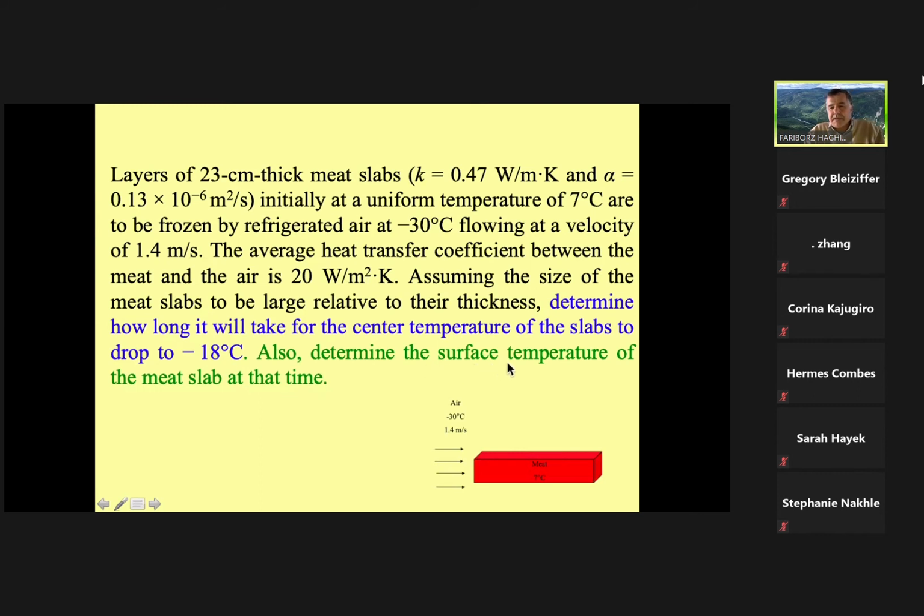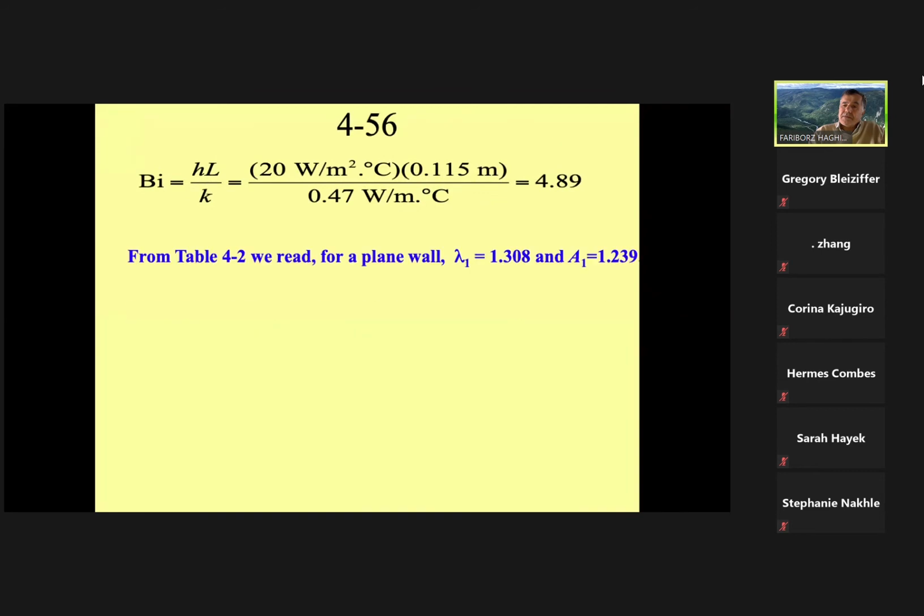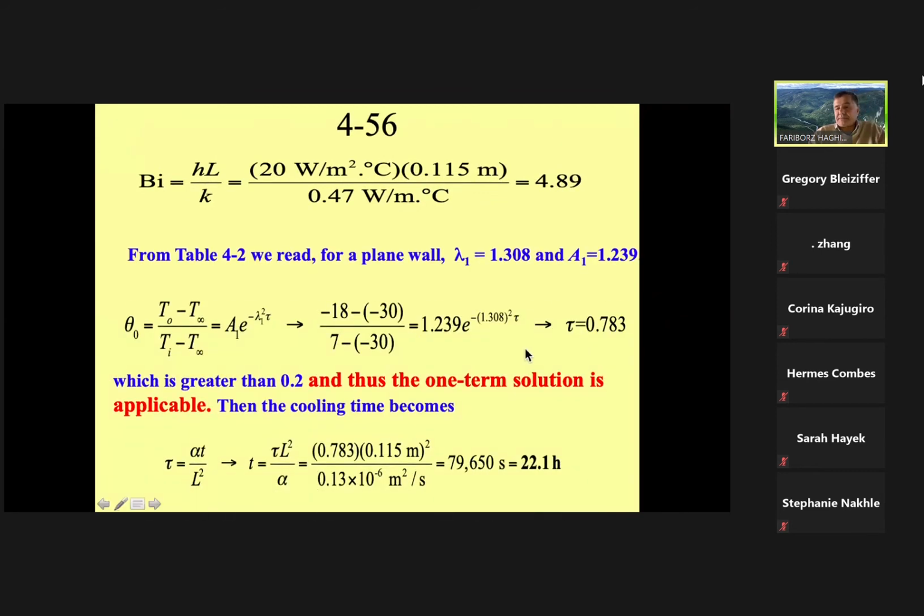The reason, my friend, look at the problem, read the problem. It mentioned determine the surface temperature of the meat at that time. Which time? The time the temperature at the center was minus 18. Therefore, when I calculate the temperature at the surface, I calculate after that time. Therefore, I used the same Fourier number that I calculated here. I use this one. And this time is related to this time. This is my Fourier number belonging to this time.